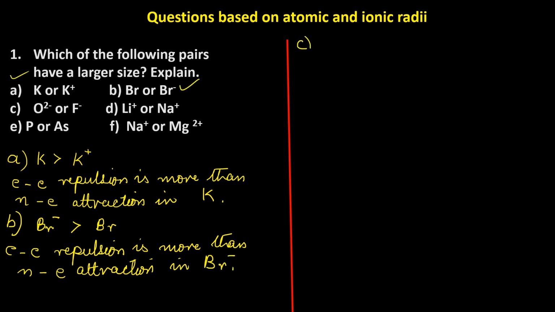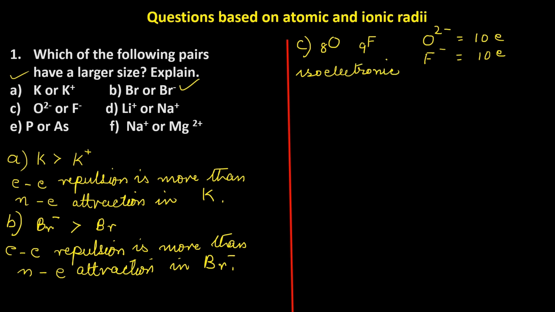Next section, C. O2- or fluoride ion, which is the bigger one. Atomic number of oxygen is 8 and that of fluorine is 9. Oxygen 2- has 2 electrons more and fluorine negative has 1 electron more. So total number of electrons in O2- is equal to 10 and F- also is equal to 10. So we find that they are isoelectronic anions.